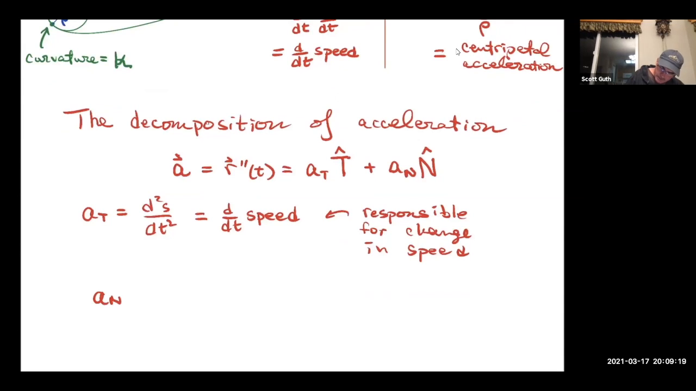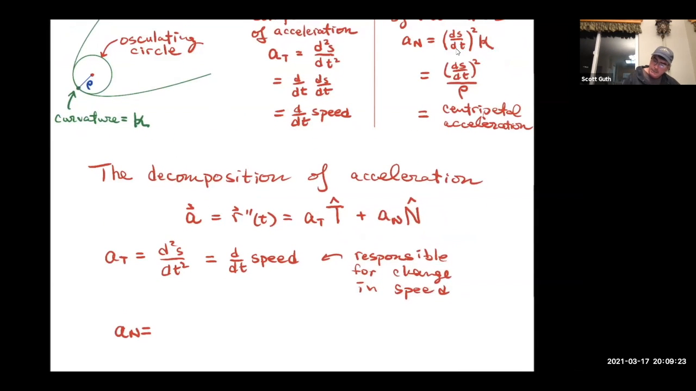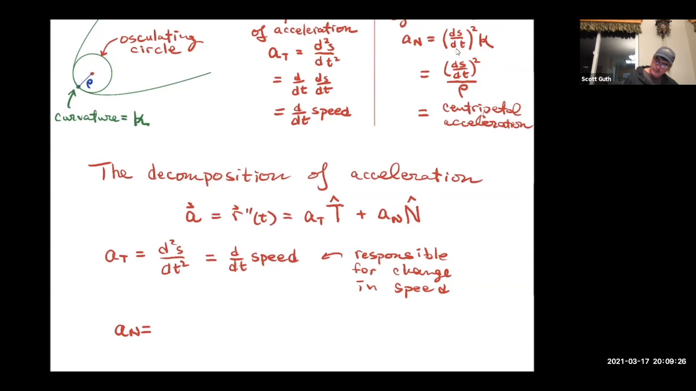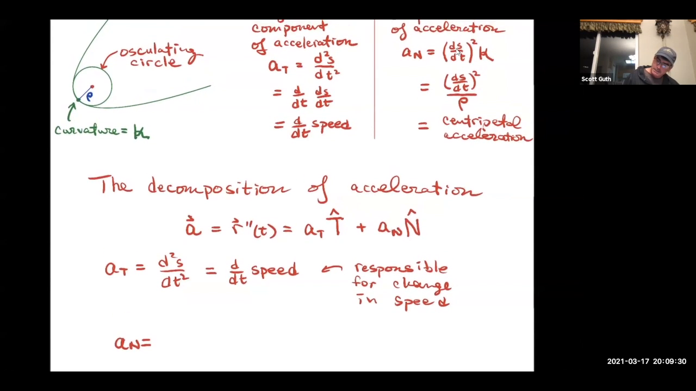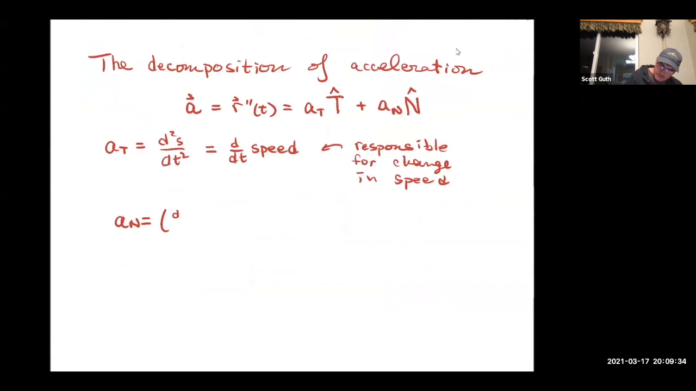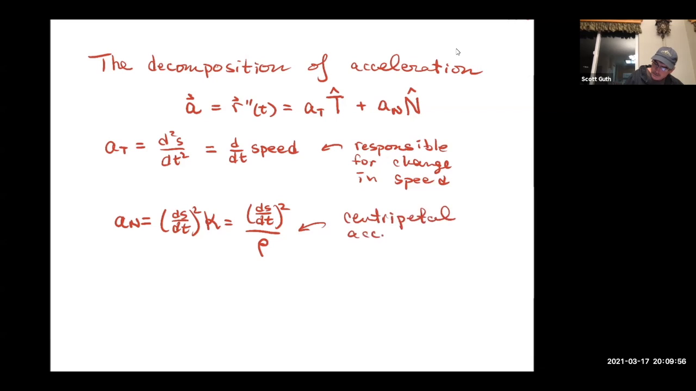And then AN, it had a couple of formulas that I'll copy down here. So AN is (ds/dt)² times kappa, which is the same as (ds/dt)² divided by rho. So this is centripetal acceleration. So this is responsible for curvature. I'll say change in direction.